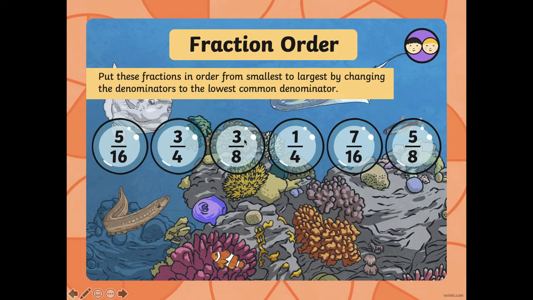Okay? Then we have that fraction. Then what about this one? What do we have to times 4 by? We've already done it. So times it by 4. 4 times 4, 16. 1 times 4, 4. So we've got that fraction now.